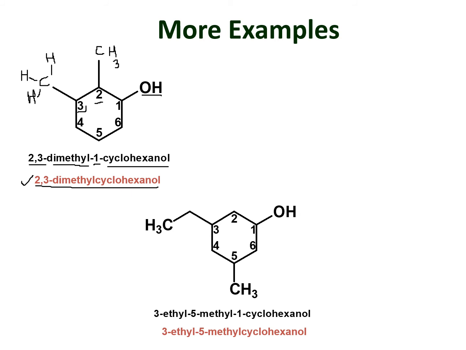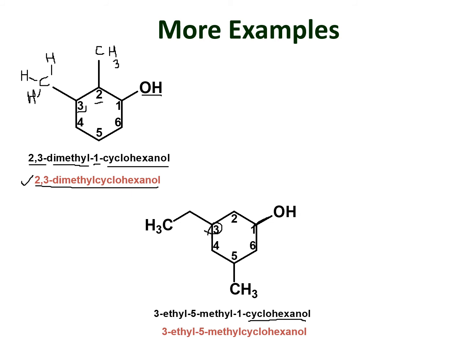Next up, again we have a cyclohexanol, and the carbon attaching with the hydroxyl group will be at carbon number 1. Always we go counterclockwise. Position 3 has got an ethyl group this time.